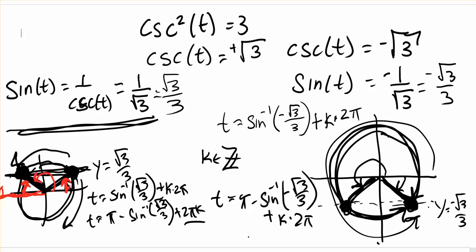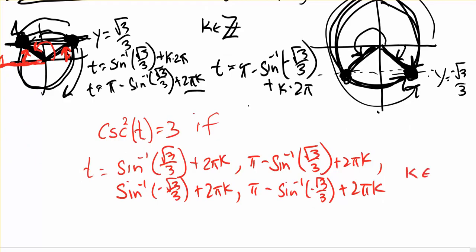So these are our 4 solutions. So let's write them down, where k is an element of the integers. And you can generate as many solutions as you want by letting k equal values like -1, 0, 1, and so on.